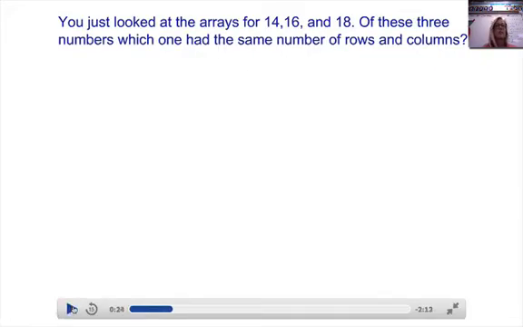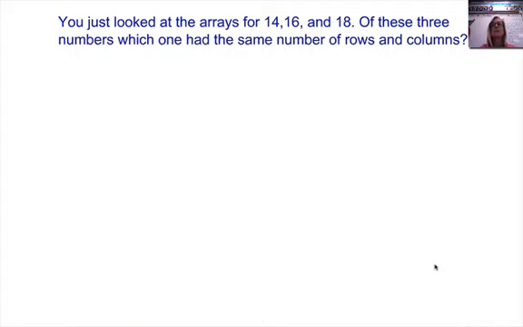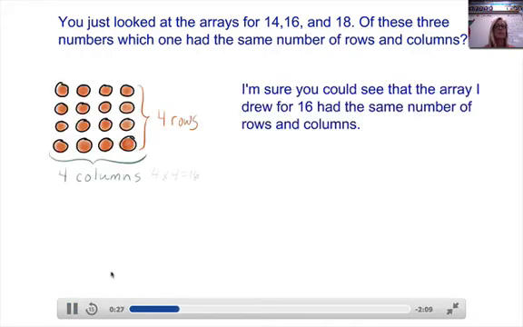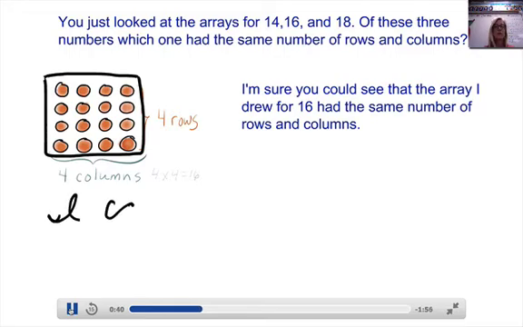So let's pause it right here for a second. So you just looked at the arrays for 14, 16, and 18. Of these 3 numbers, which one had the same number of rows and columns? As you can see, the number model, or the array for 16, has 4 rows and 4 columns, and it creates a square with the same number of rows and the same number of columns.